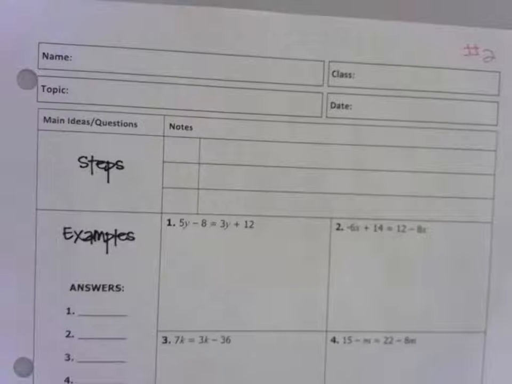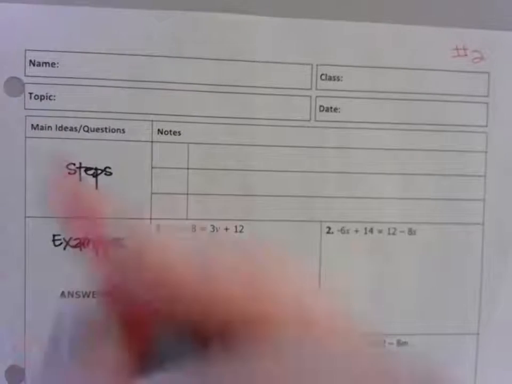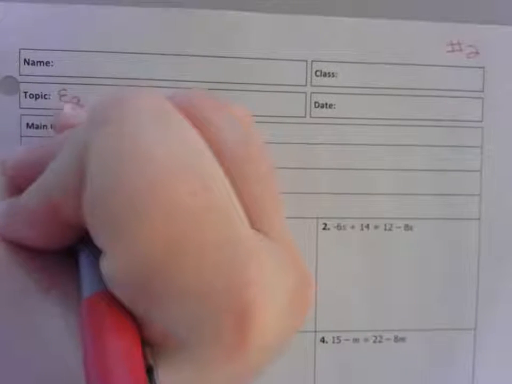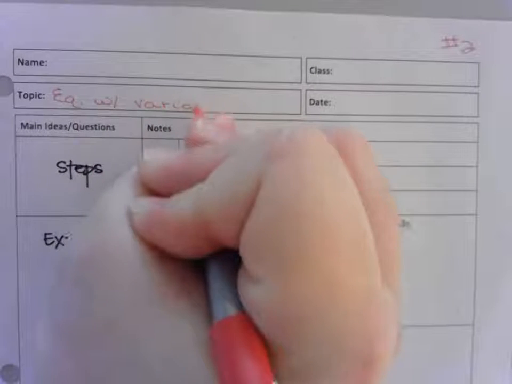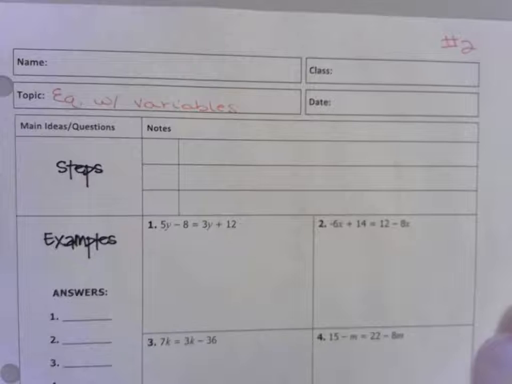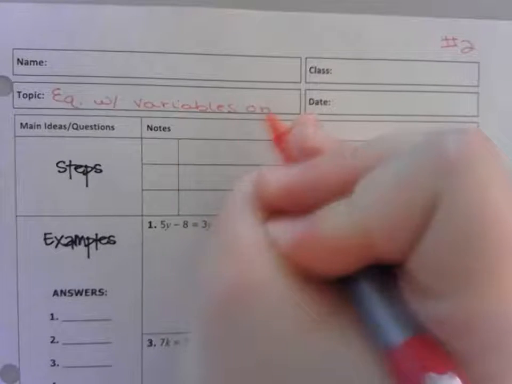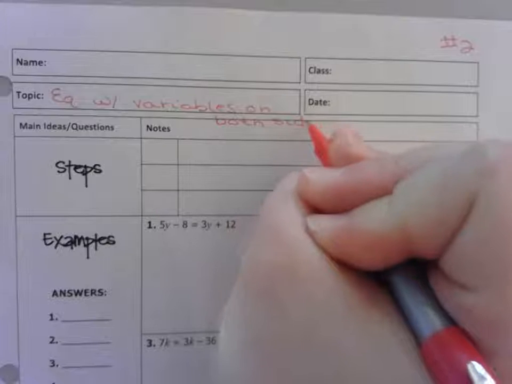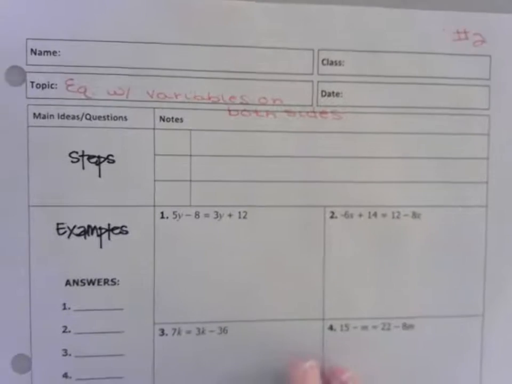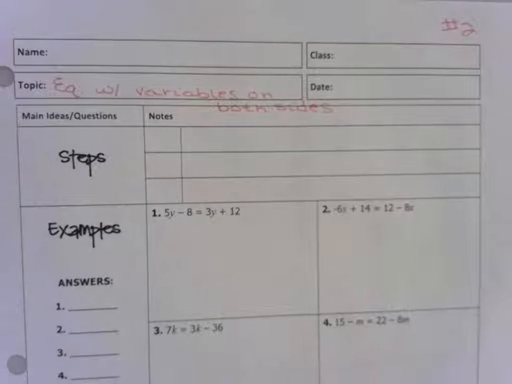So what we're going to look at today, we are still going to look at equations, but we are going to look at equations with variables on both sides. So this is homework number 2? No, it's number 2, yeah. So we're dealing with equations with variables on both sides.